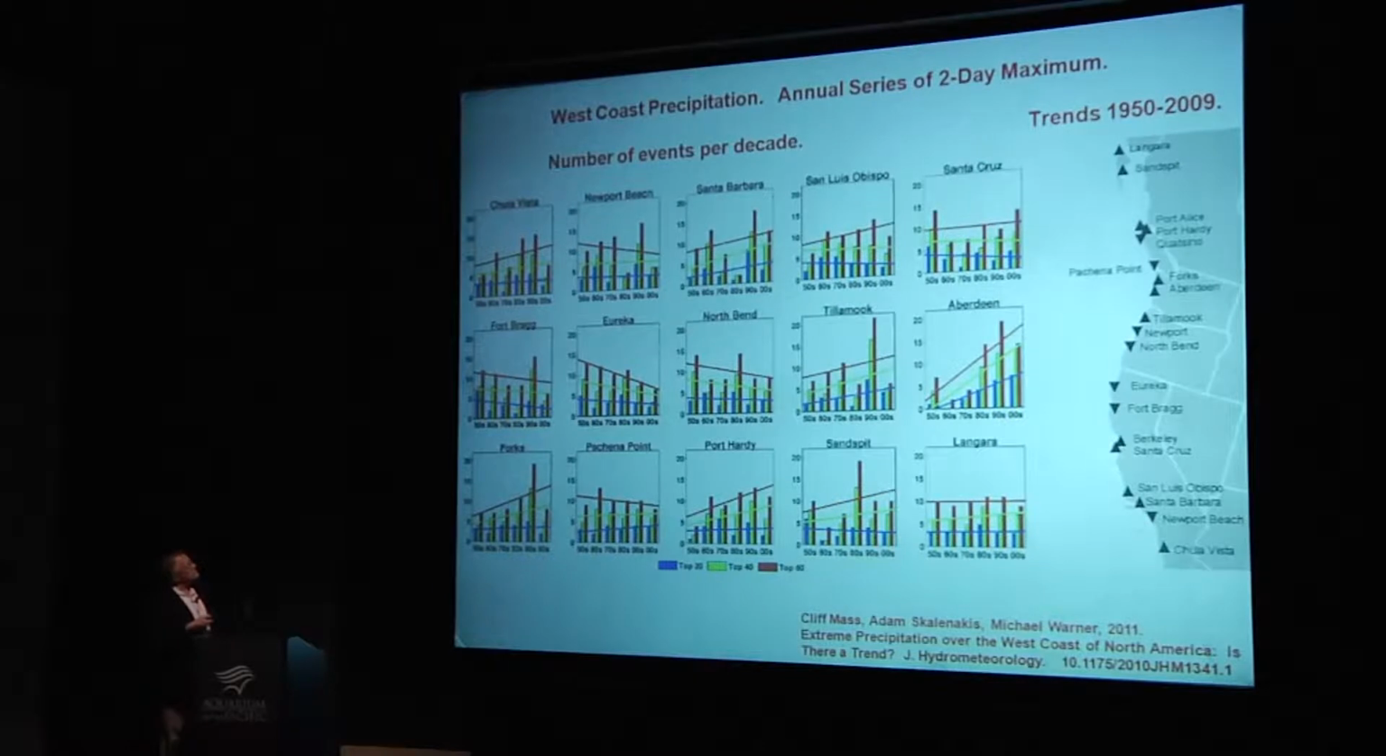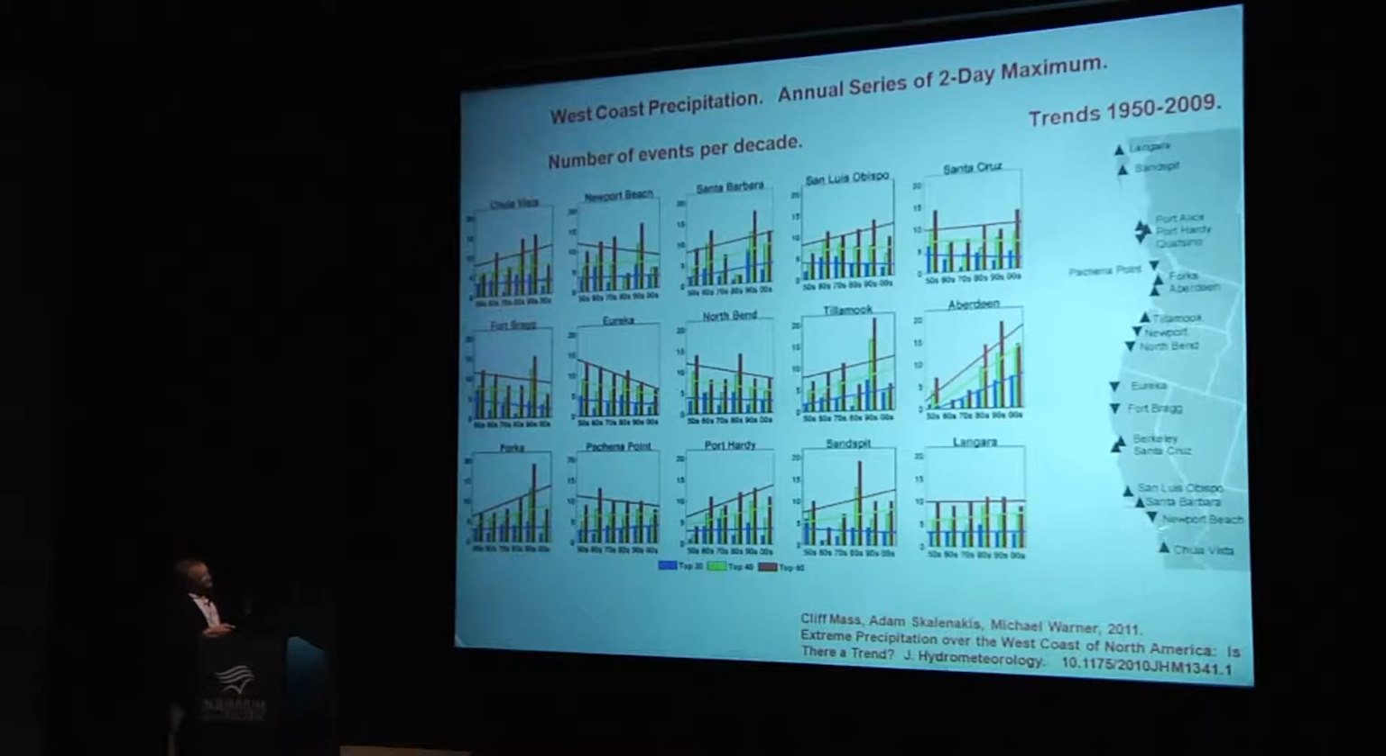I just want to say a little bit. There's been a study that was done of 2-day events over the last 60 years or so, and basically this was done by Cliff Mass and company at the University of Washington, looking at events that occur in the top 20, which would be once every 3 years. Top 60 is once a year. So the blue ones are the less frequent. They're a little bit hard to interpret, actually, to me.